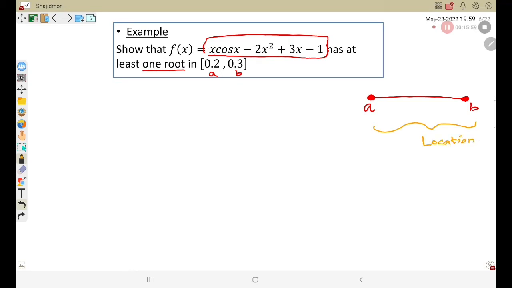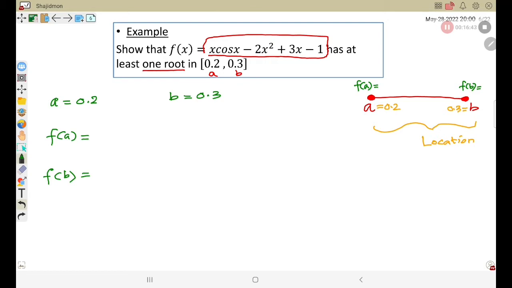The a number is given as 0.2, the b number is given as 0.3. Correct? So is our answer in between these two numbers or not? That is our question. As I told you, we need to find f of a and f of b. If you are getting opposite signs, our answer is in between these two numbers. That means this is the correct input. So just write our a number: a is 0.2. What is our b number? 0.3. Now we are going to calculate f of a and f of b.